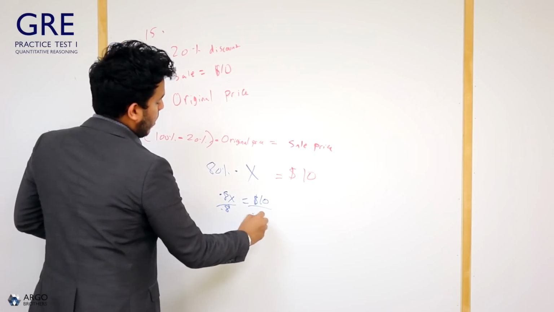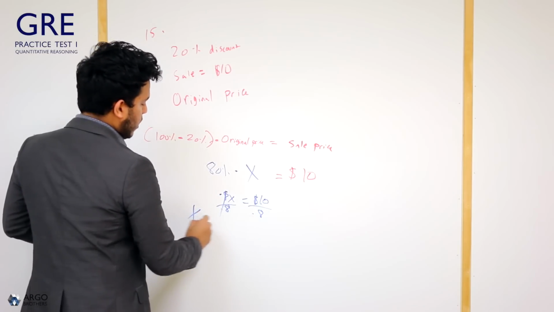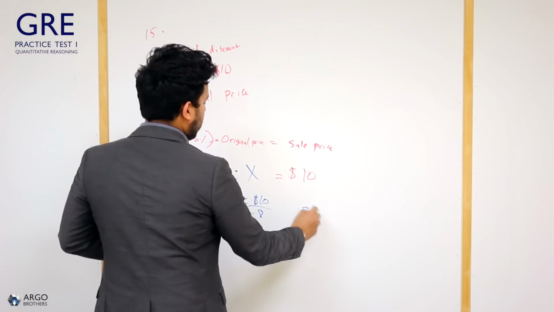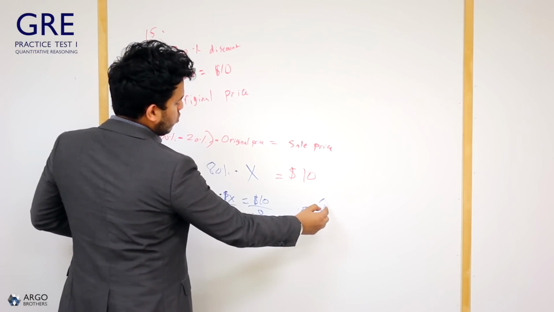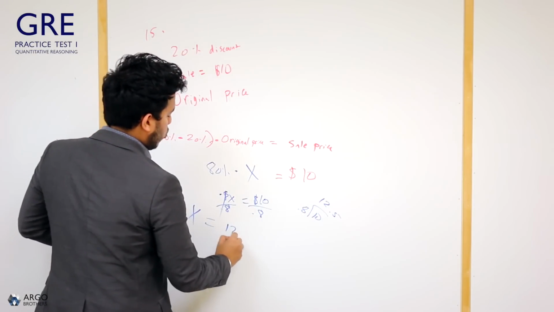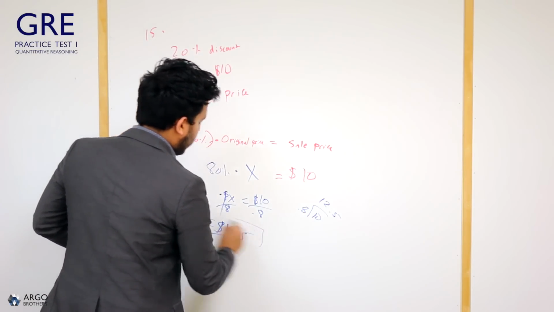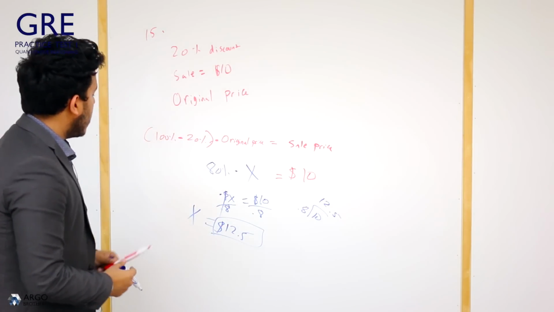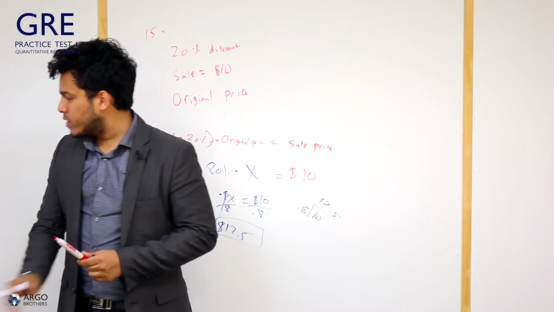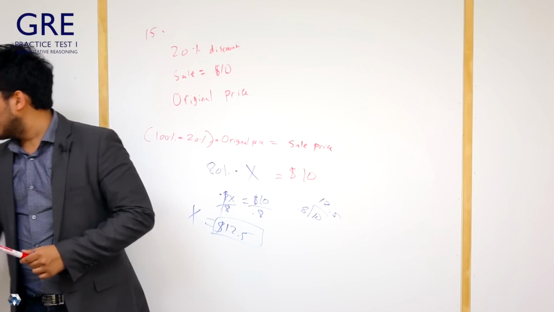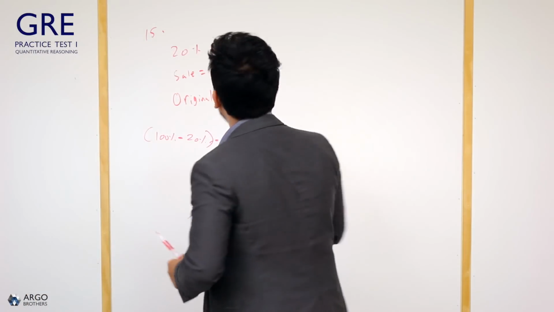Divide by 0.8 on both sides. X is equal to 10 divided by 0.8. Use your calculator. It's going to be 12.5, $12.50. That will be your original price. This is how you solve the problem. Let's go ahead and look at question number 16. Question number 16 reads, the average of A and B is 16.